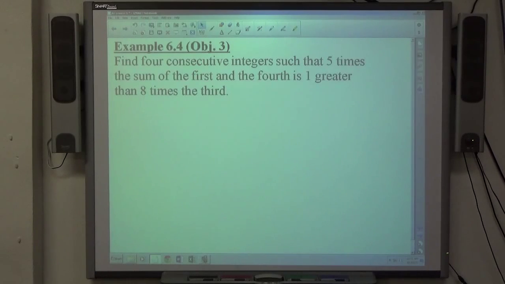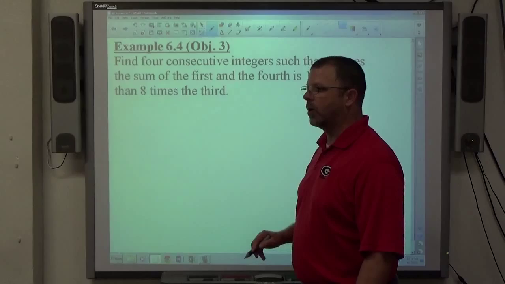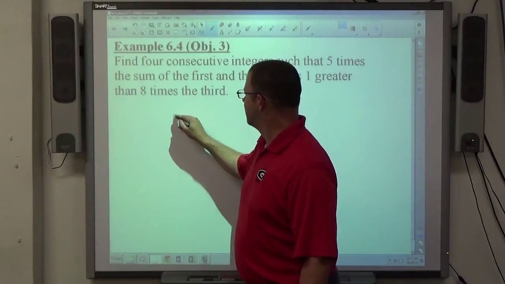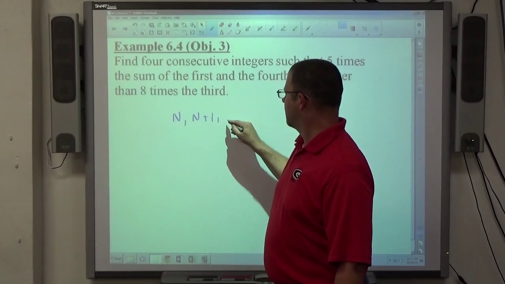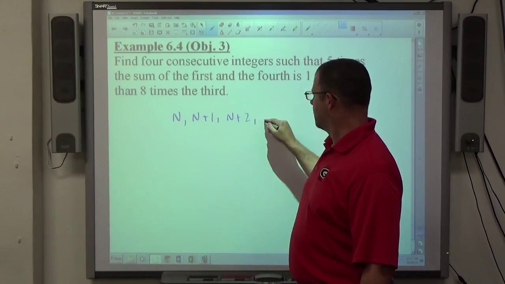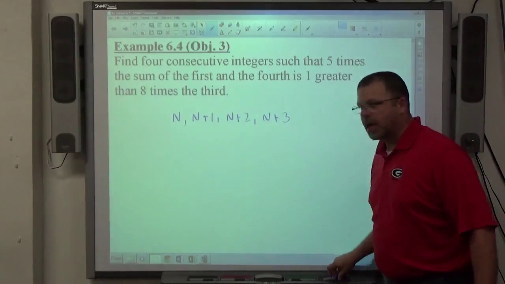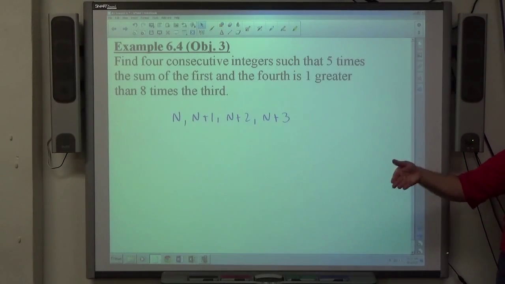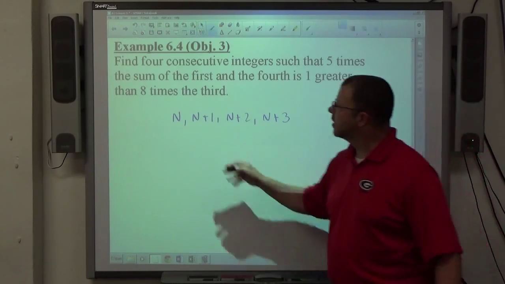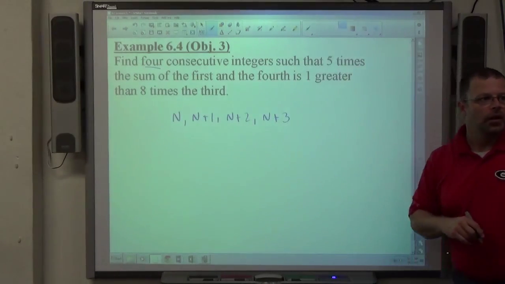Okay, final example 4. Find 4 consecutive integers. Kaylin, 4 consecutive integers look like what? N plus 1, N plus 2, and N plus 3. Perfect. Consecutive integers have a +1 pattern. So n's the first one, add 1, then 2, then 3 to get the next 3. So we have 4 this time. Let's say find 4, so we list 4.